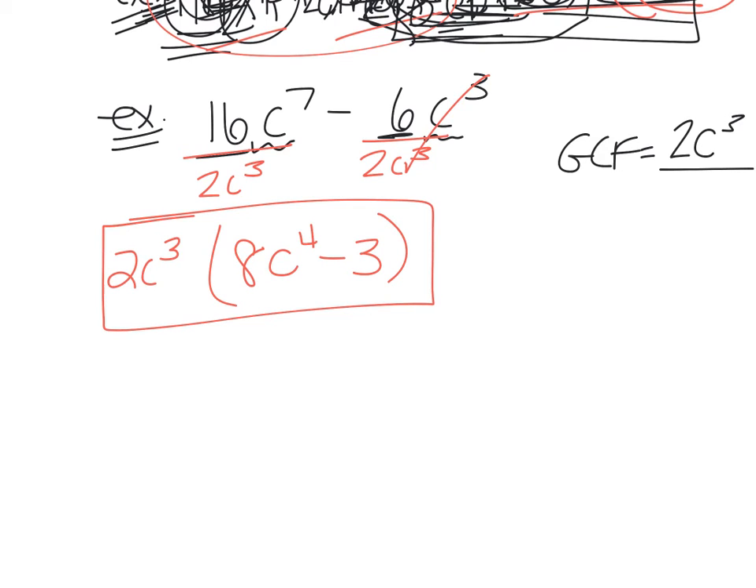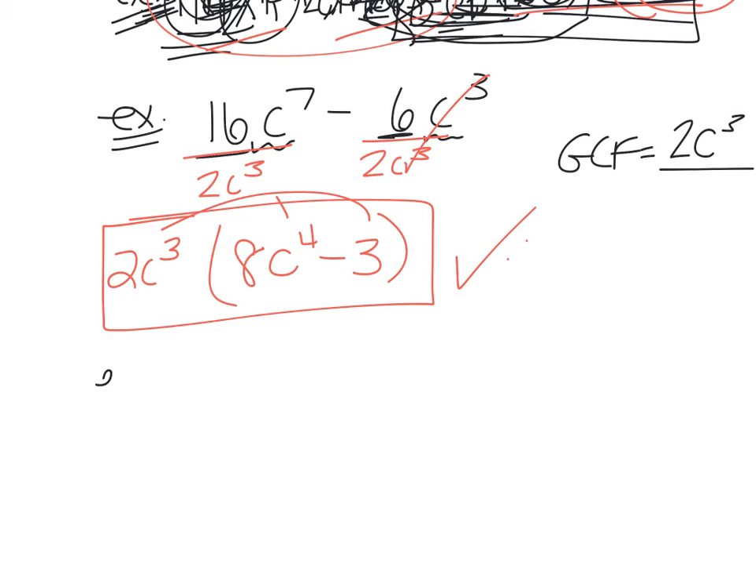Why I have to write my answer like this is because in this problem, you are undoing distributing. So your answer has to look like a distributing problem. If I wanted to check my answer, all I would do is distribute.